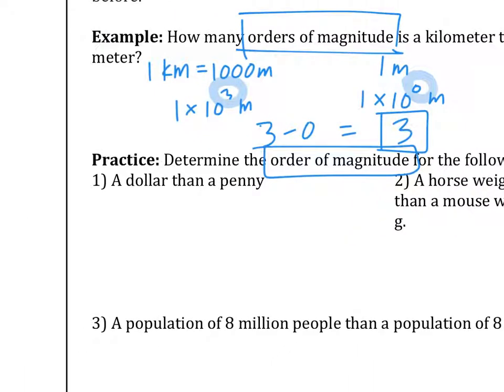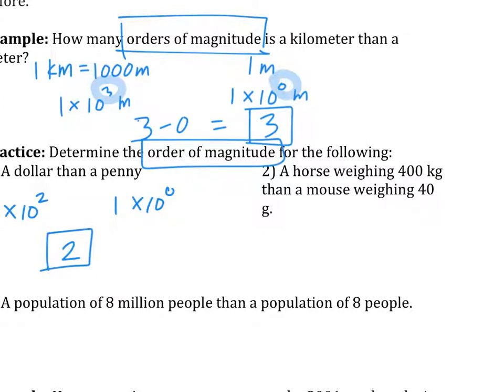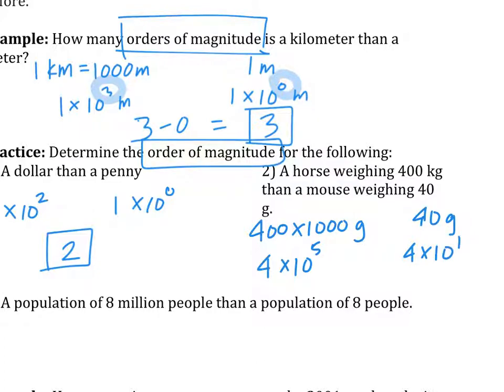Okay, $1 versus a penny, so $1 is 100 pennies. So that is 1 times 10 to the second. 1 penny is just 1 times 10 to the 0. So that is 2 orders of magnitude. A horse weighing 400 kilograms. Okay, so that is 400 times 1,000 grams. So that is 4 times 10 to the 5th. And the mouse weighs 40 grams. So that is 4 times 10 to the 1st. So 5 minus 1 is going to be 4. So 4 orders of magnitude.